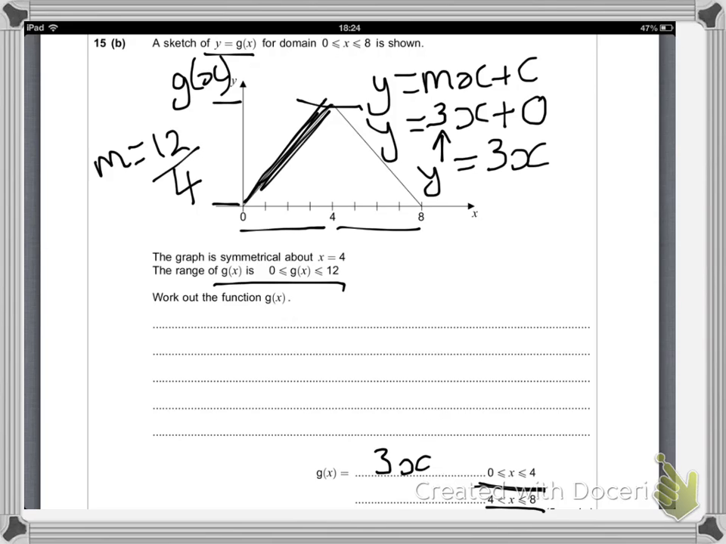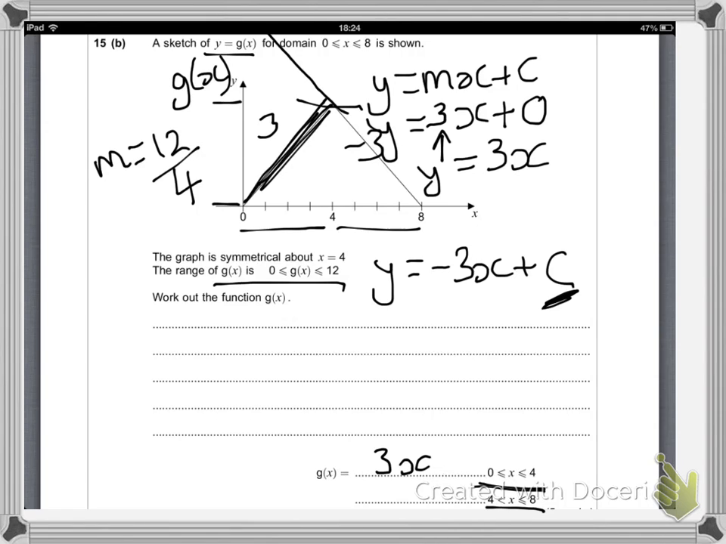The next part of the question is the right-hand side. Now we know that if the gradient of this is 3, the gradient of this must be minus 3. It's got the same steepness except it's going in the opposite direction. So we know that this is y equals minus 3x plus c. Now the problem this time is the c part. You can't see where this graph goes through the y-axis.